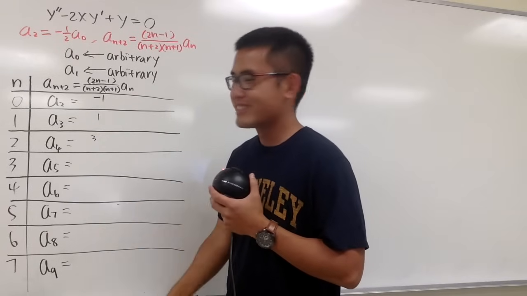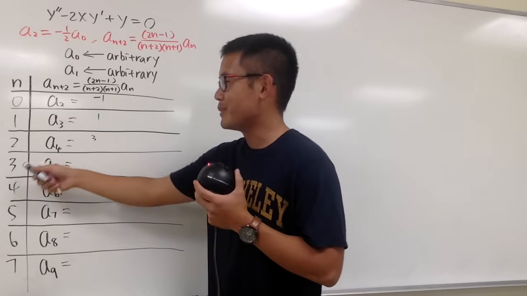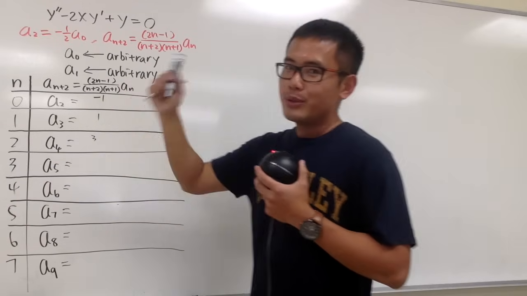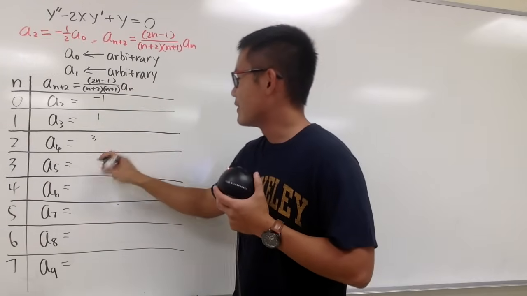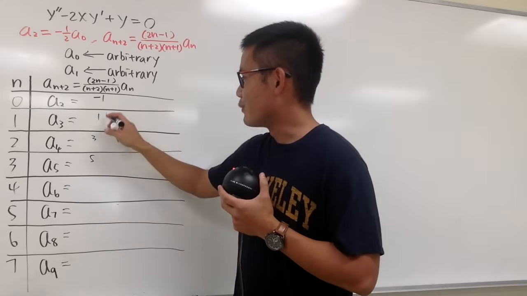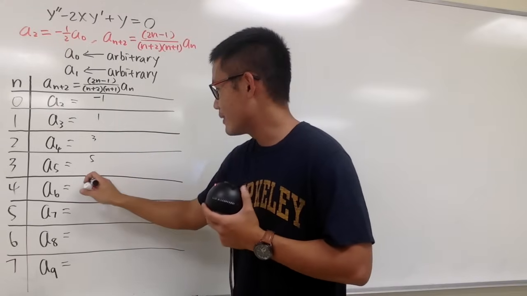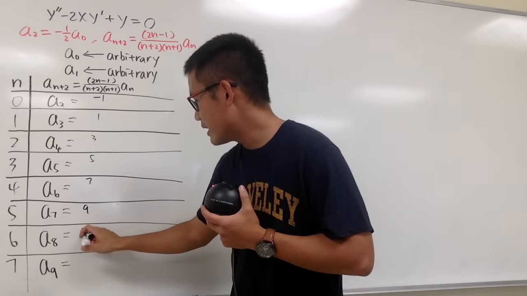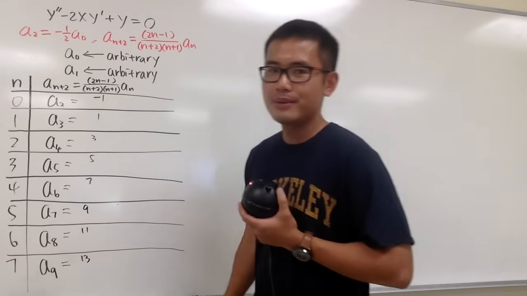And can you guess what's next? Well, you can try it out first. It's going to be 3 into here. 2 times 3 is 6, minus 1 is 5. What's next? You have 1, 3, 5, 7, right? And then 9, and then 11, and then 13, right?